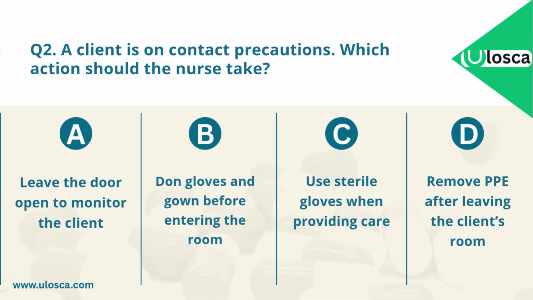Question 2. A client is on contact precautions. Which action should the nurse take? A. Leave the door open to monitor the client. B. Don gloves and gown before entering the room. C. Use sterile gloves when providing care. D. Remove PPE after leaving the client's room. Which one is the correct answer?